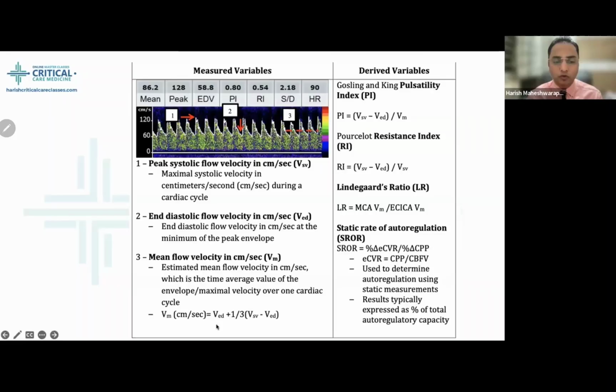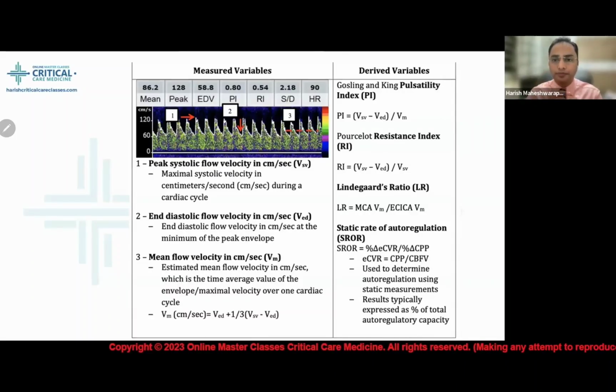So mean flow velocity is equal to, as I already told, the end diastolic flow velocity plus 1/3 of the difference between the peak systolic velocity and the end diastolic velocity. So how to calculate this pulsatility index? Pulsatility index is the peak systolic flow velocity minus end diastolic velocity divided by mean flow velocity, that we call a pulsatility index. It has a role in troubleshooting and some diagnostic modality we'll discuss later.